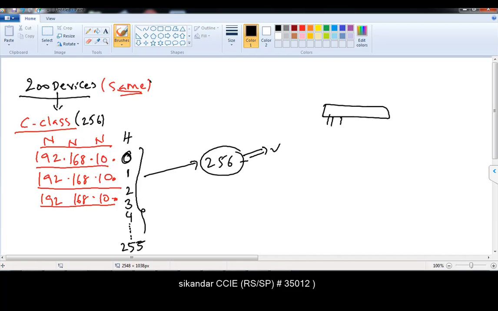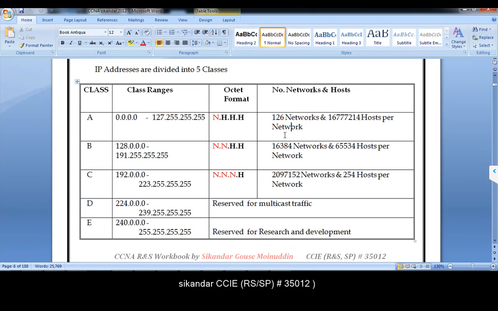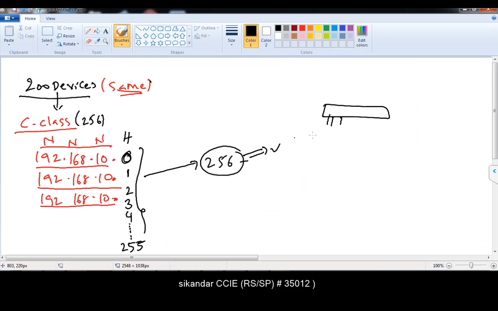So that's what I wrote here. You can see the table here. It supports around 126 networks, and each network supports 256. Actually it's 256, so there is a -2 here. I'll come to that point: -2 for the network ID and the broadcast ID, but in general it supports 256 addresses.